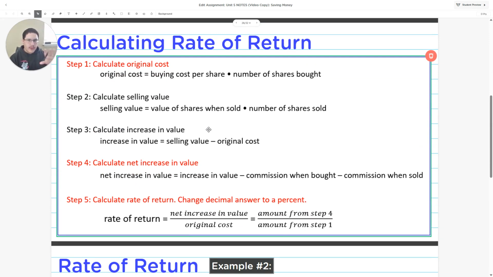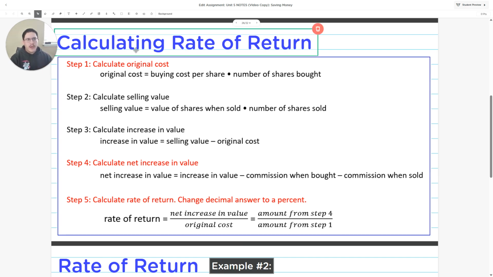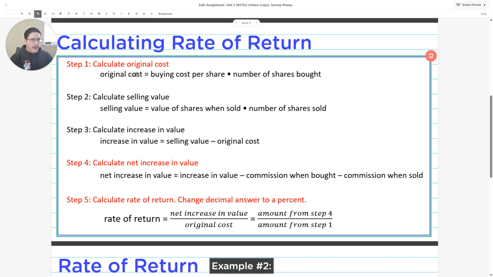But for right now, I'm just going to preview what we're going to do here. We're going to calculate the original cost, which is the cost per share times the number of shares that were bought. We're going to calculate the selling value, which is the price of the share when sold times the number of shares sold. We're going to calculate the increase in value, which is the selling value subtracted by the original cost, and then calculate the net increase in value: the increase in value minus the commission when bought and the commission when sold.